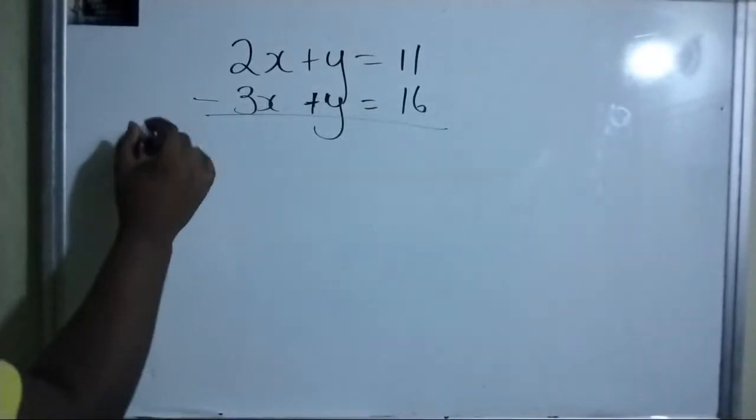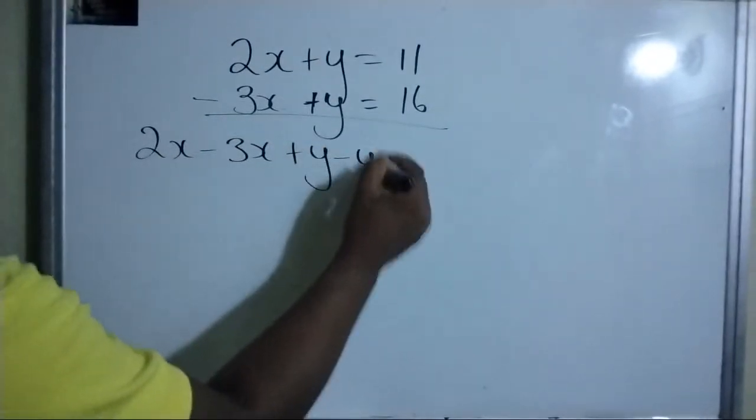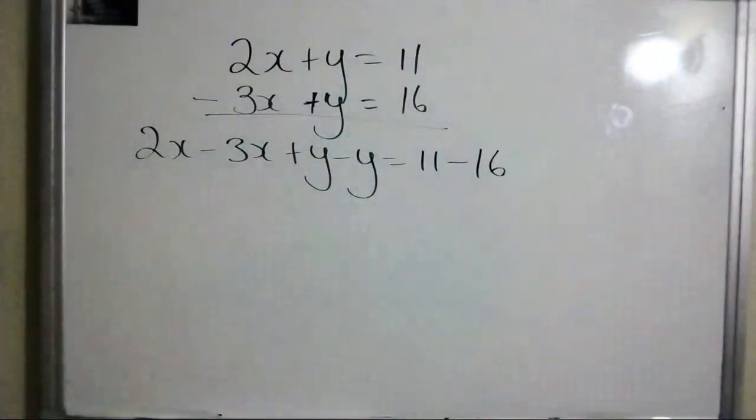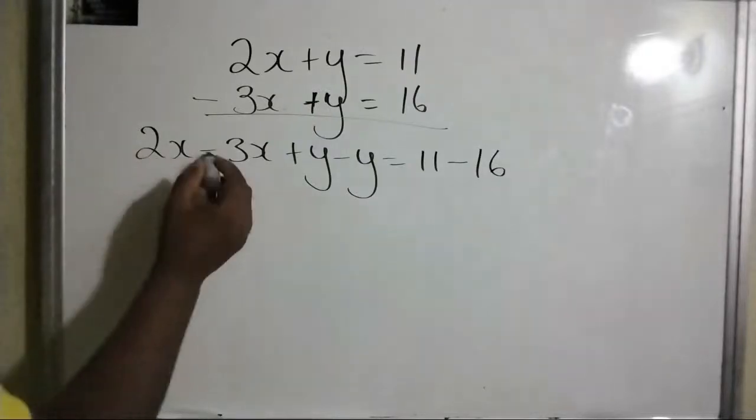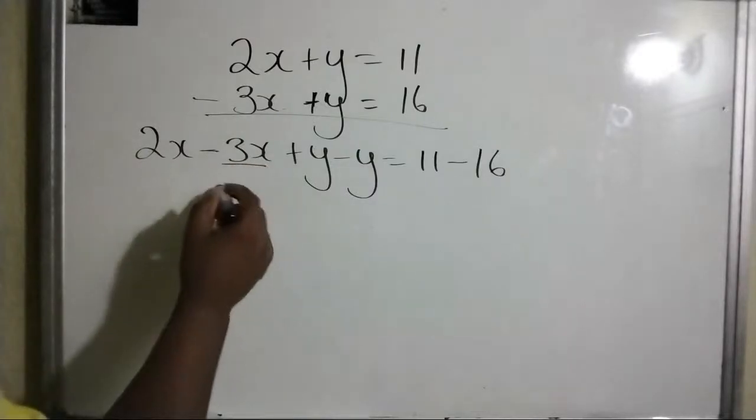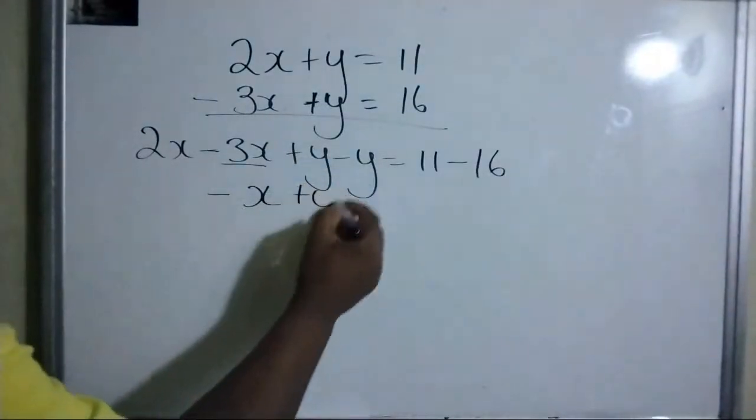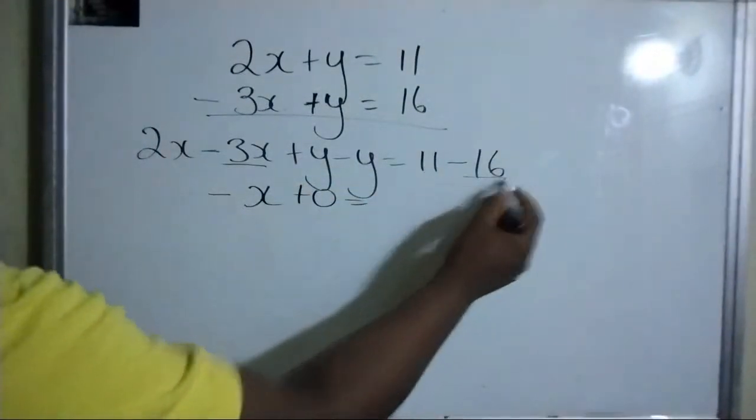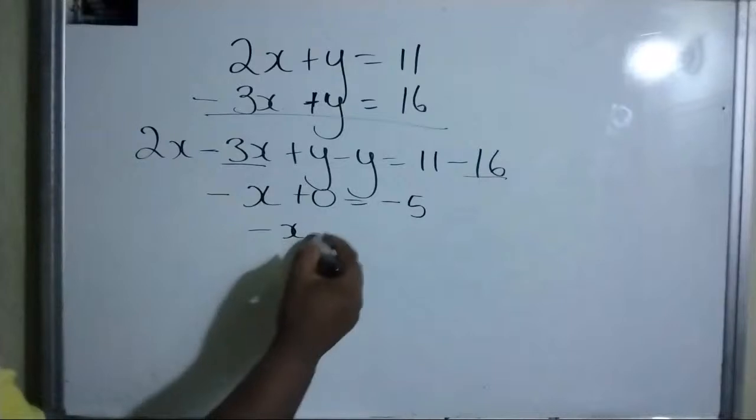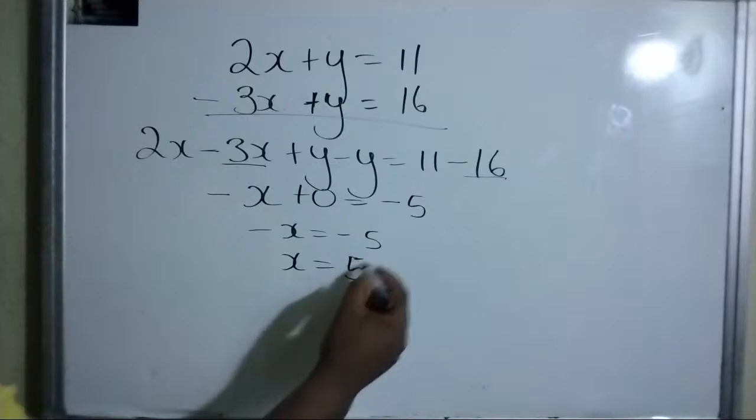So we'll have 2x minus 3x plus y minus y equals 11 minus 16. We have to do it for all, guys, not just one. So 2x minus 3x: the 3 is bigger, so it's going to take a negative sign, and that will give us negative x. This will definitely give us 0, and 11 minus 16 will give us negative 5. So therefore negative x equals negative 5. So therefore x is equal to positive 5.